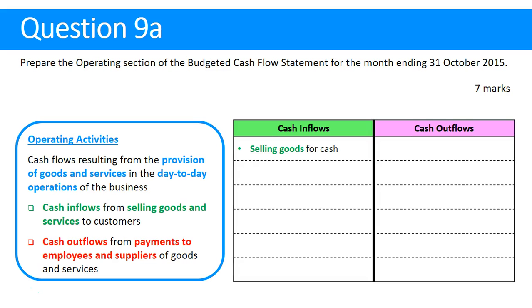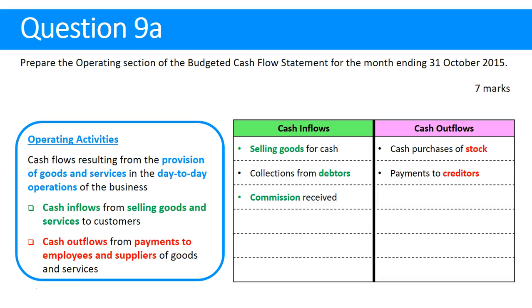So the main inflow will be selling goods for cash. Contrast that with the outflow, which would be buying the stock that we've sold, but only the cash purchases of that stock. Cash inflow, we expect to see some collections from debtors for most businesses, and the opposite of that would be payments made to creditors.